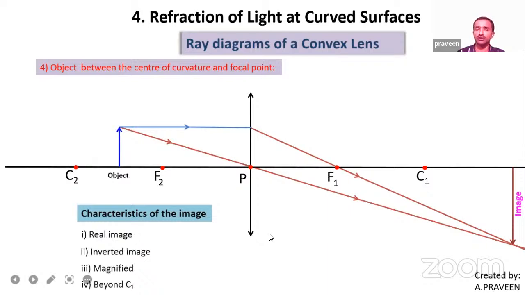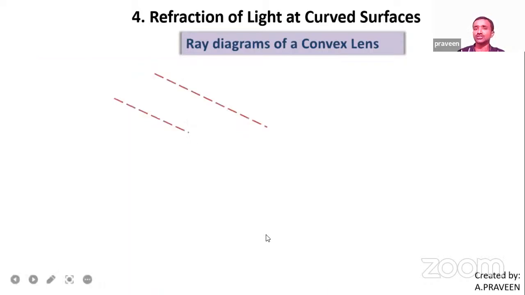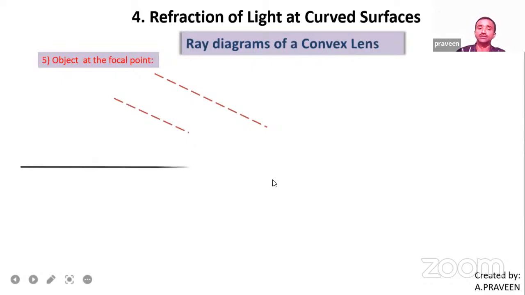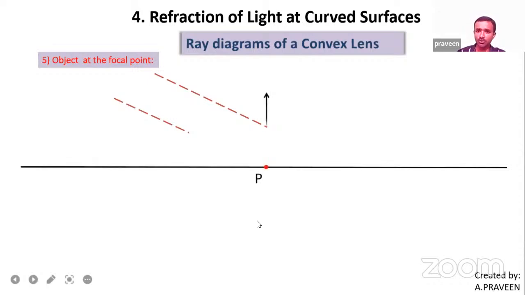Then the fifth position, that is exactly at a focus. Exactly at a focal point. Sorry, this animation is actually not there. Okay, I'll explain it to you. Simply, I'll draw the principal axis, then identify the midpoint as pole, then draw the symbol of a lens, then identify the focal points as F1 and F2.